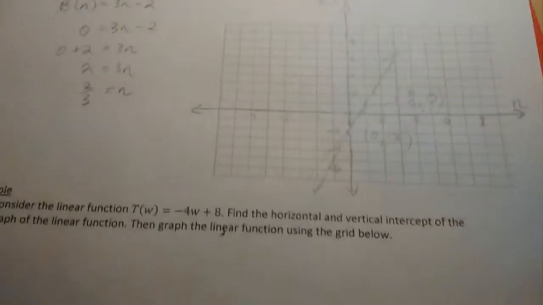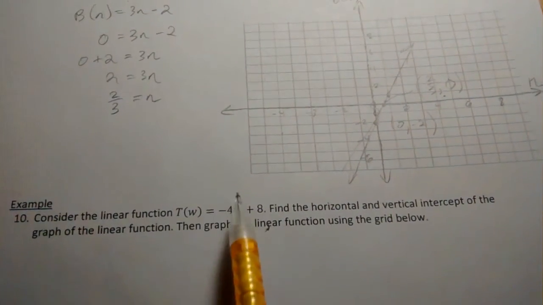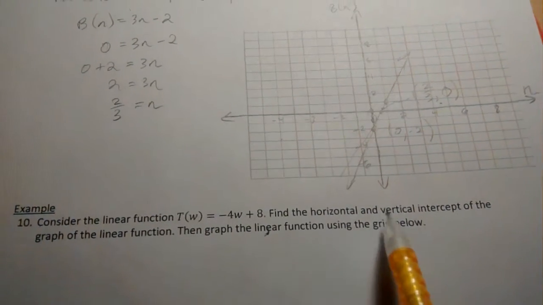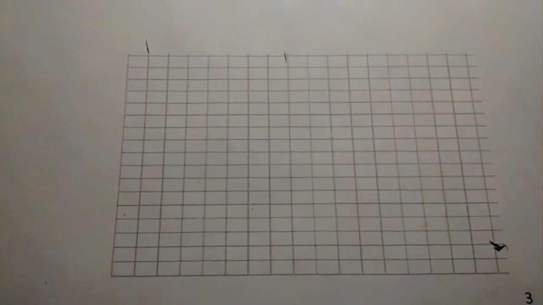So let's try the next one, or you try the next one using the same procedure. Here's a different linear function. I want you to find both intercepts and then use your intercepts to graph the linear function. And you can put the vertical axis somewhere in the middle and somewhere in the middle for your horizontal. Try it and then catch up with me in the next video.